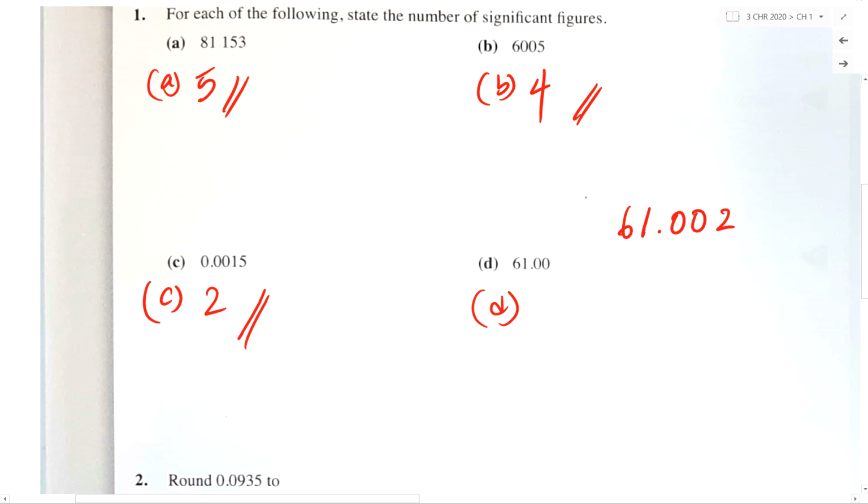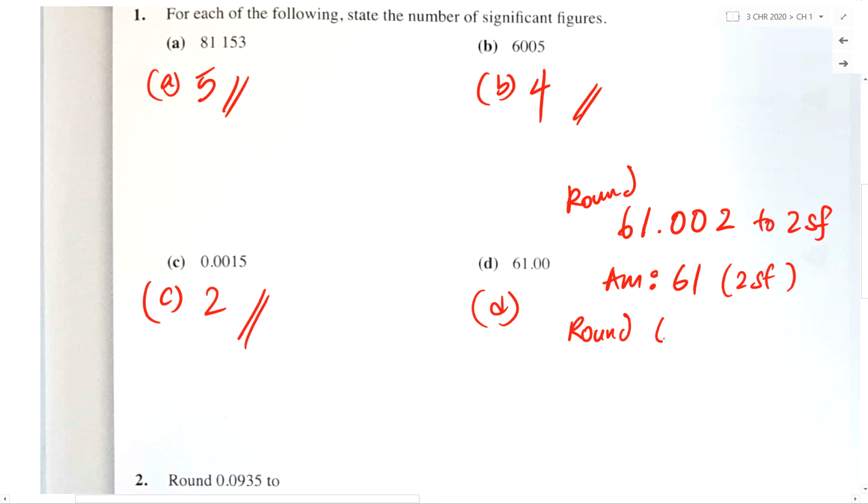If I tell you to round 61.002 to 2SF, what is your answer? 61. Will you write 61.00? No, you wouldn't. Okay? So this is in 2SF. If I say round 61.002 to 3SF, what is your answer? 61.0. You get it? So now this is in 3SF.